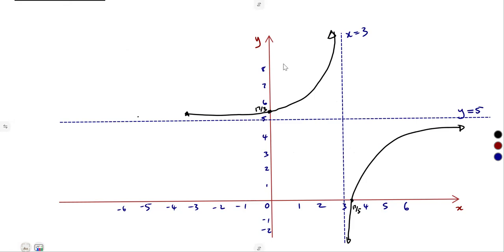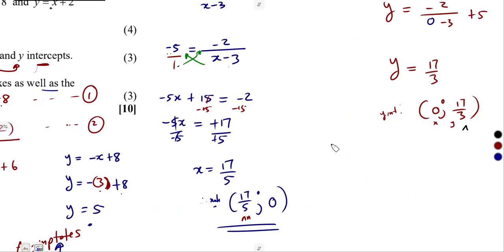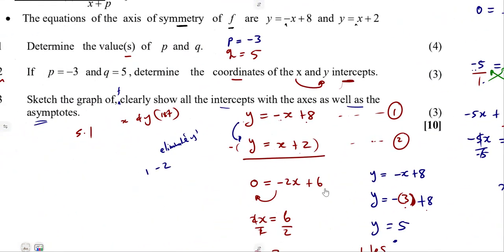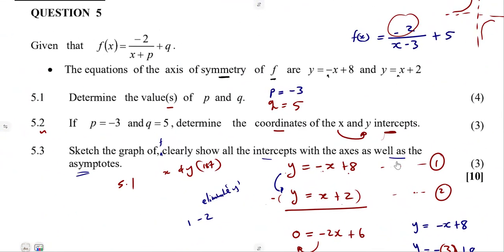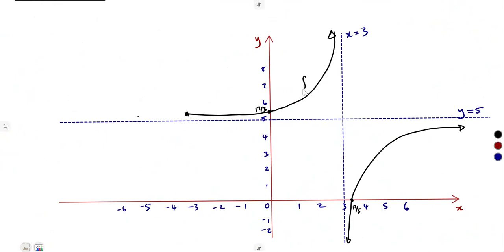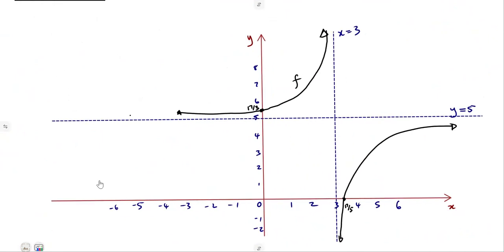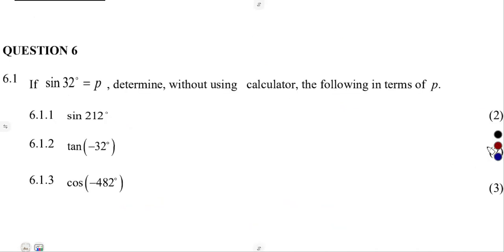So we have got the graph of f. This was the graph of f of x. So this is the most important thing: asymptotes, then x-intercept, y-intercept, the shape of the graph. You are done. All right. So question 5, that was it. Moving on to question 6, which is part of our trigonometry.